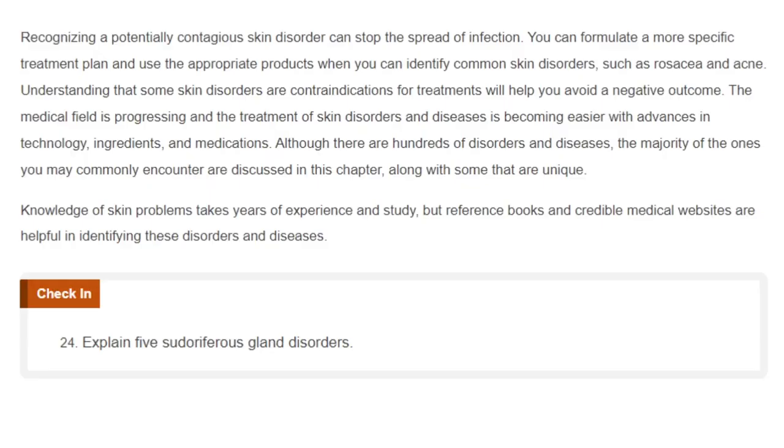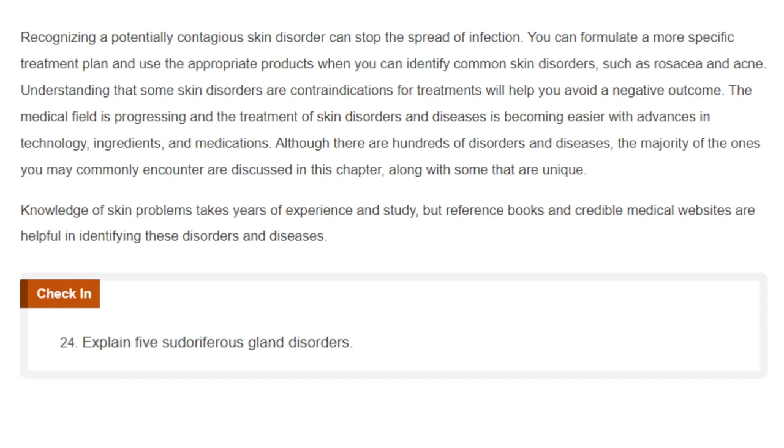Recognizing a potentially contagious skin disorder can stop the spread of infection. You can formulate a more specific treatment plan and use the appropriate products when you can identify common skin disorders, such as rosacea and acne. Understanding that some skin disorders are contraindications for treatments will help you avoid a negative outcome.